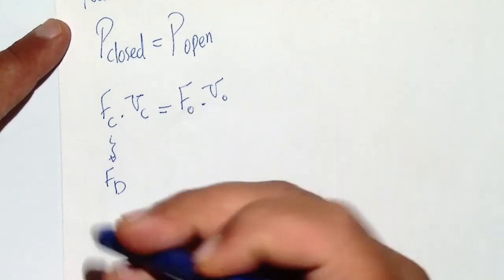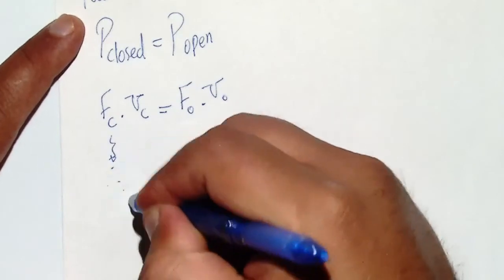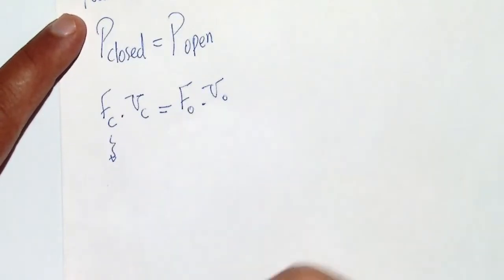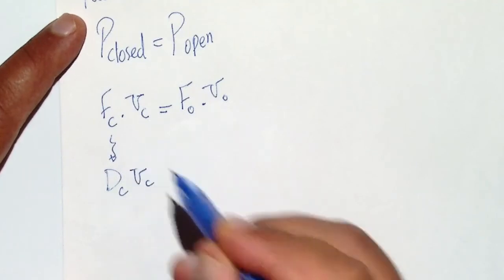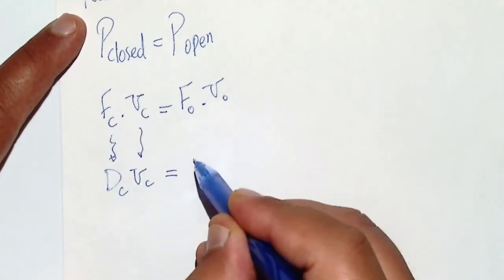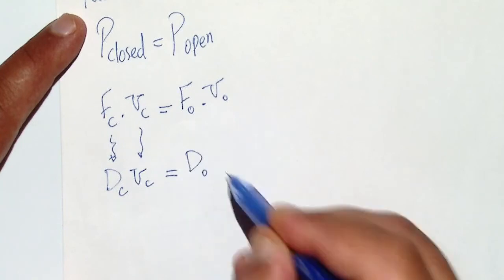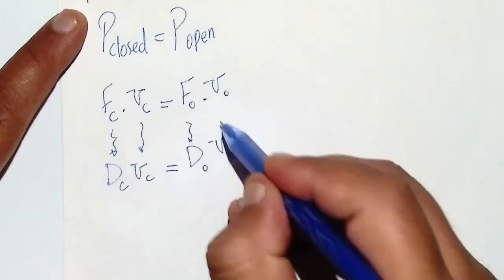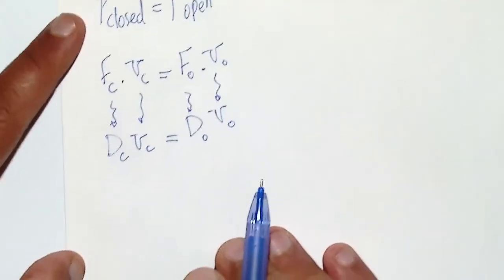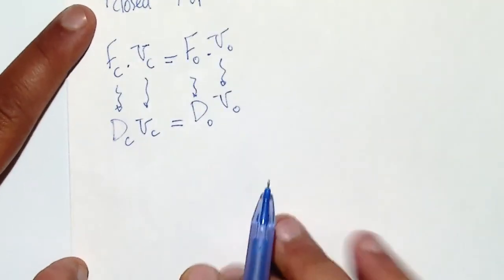I can show that by D, that's better because you have one subscription here. So D of the closed one times velocity of the closed one has to be equal to the drag for the open one times velocity of the open one, right? You can replace the drags with the equation that you have.